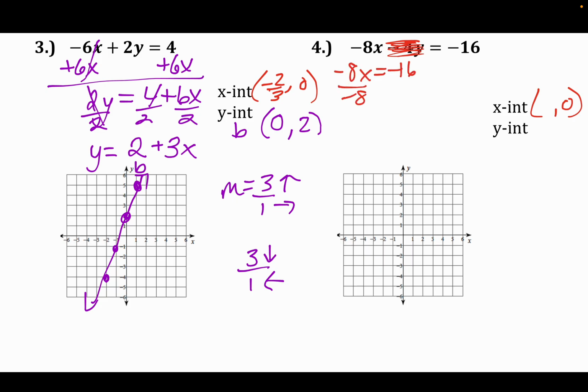If I divide by negative 8 on both sides, I get really lucky. That's a positive 2, right? Negative 16 divided by negative 8 makes 2. Perfect. I already have 1 point for myself. X is 2. Now let's see if I can do my y-intercept.